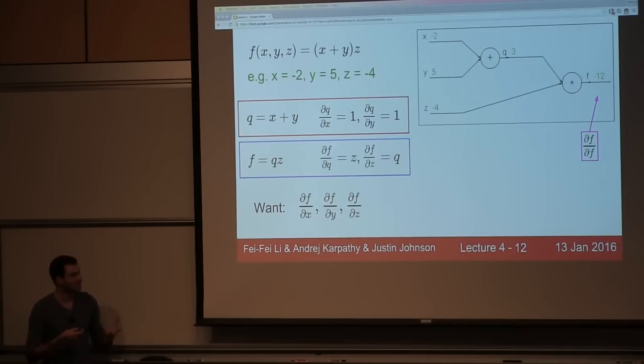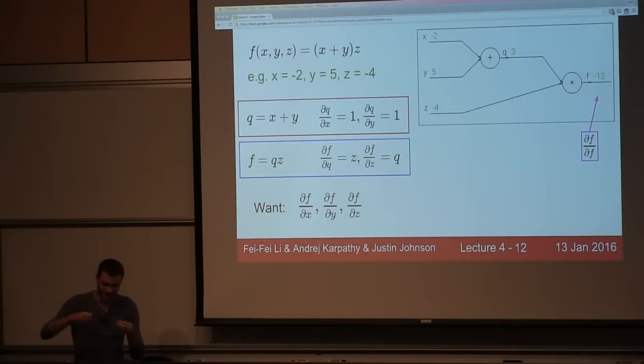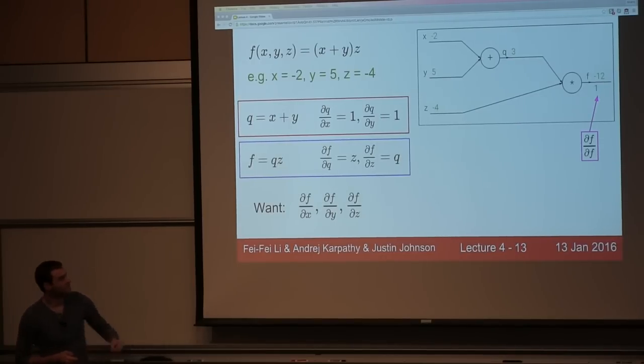So what is the derivative of just the identity mapping? What is the gradient of df by df? It's 1, right? So the identity has a gradient of 1. So that's our base case. We start off with a 1. And now we're going to go backwards through this graph.